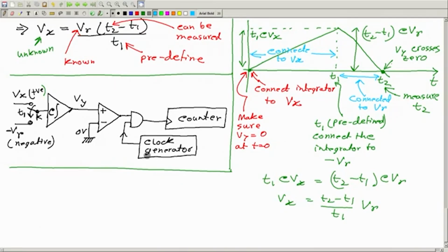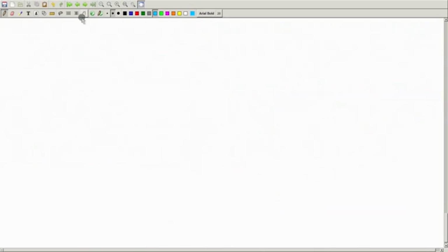Okay, and the important question here that we have to discuss is, is this method sensitive to change in clock frequency, or some change in this integrator property? Okay. So, this is an important question.